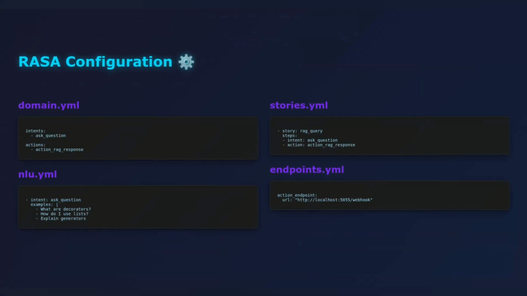Now, we need to configure RASA to use our custom action. Domain.yml. In the domain.yml file, we define our intents, entities, and actions. Here's our Ask a Question intent. This is what we'll classify when users ask questions. And here's our custom action RAG response. This matches the name we defined in our action class.